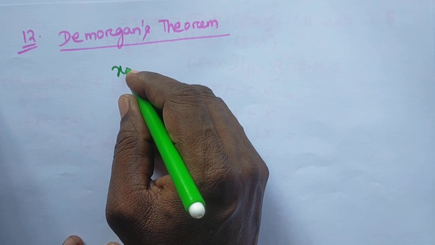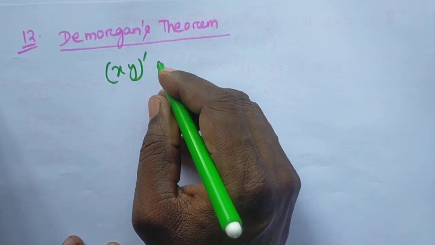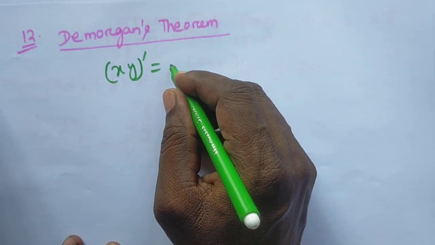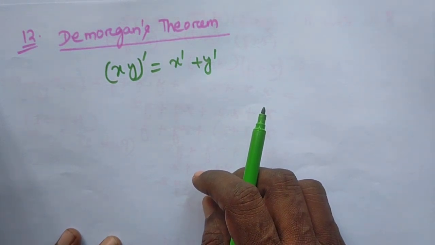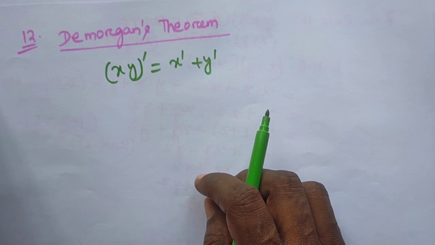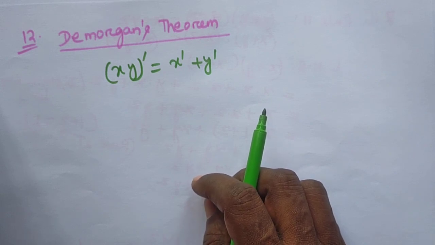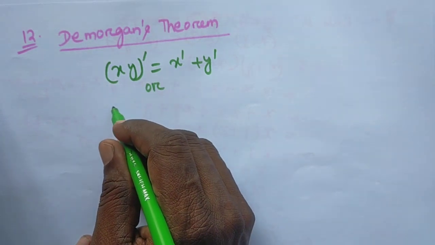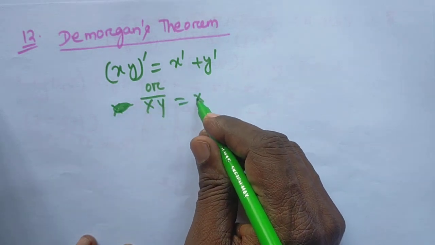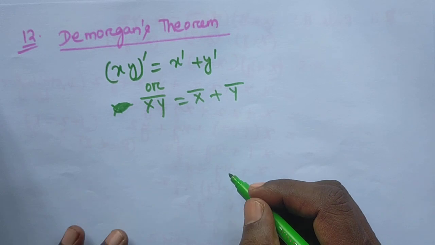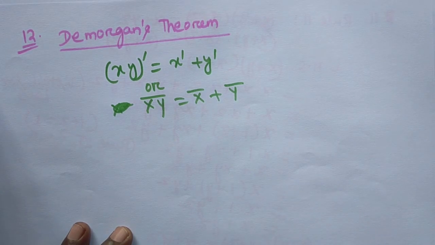(xy) complement is equal to x complement plus y complement. We have to remember this one. Otherwise, the other way we can write symbolically: (x plus y) complement is equal to x complement y complement. If we go through it, we can also use a truth table to prove it.